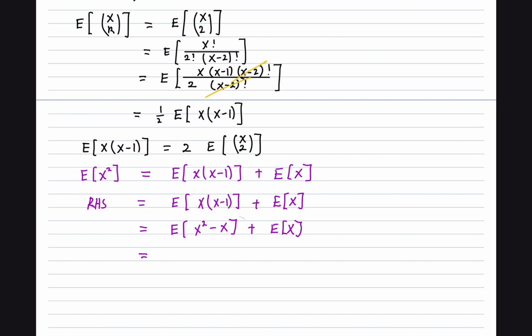We also know by the properties of expectation that the expectation of a difference of random variables is the equivalent of taking the expectation of the random variables individually and subtracting them from one another. Then we notice that the minus expected value of x and the plus expected value of x cancel, which leaves us with the expected value of x squared. And we've proven that this is equal to the left-hand side.